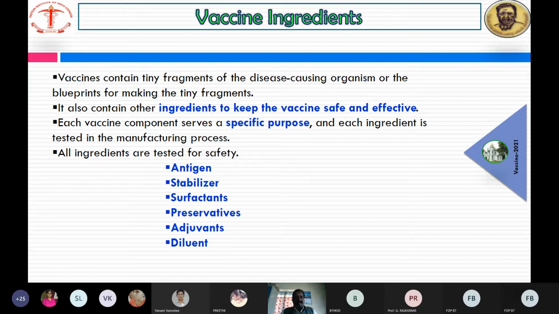And the next is surfactants. The vaccine is filled in a vial, and that vaccine should not come into contact with the glass vial, otherwise it becomes sticky in nature. So we use a surfactant.